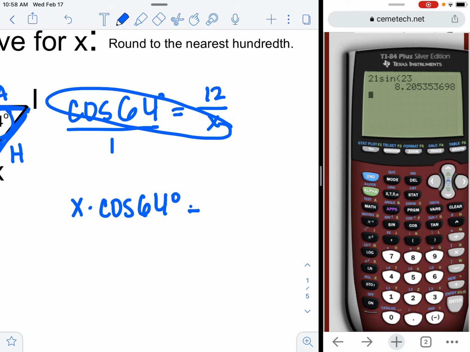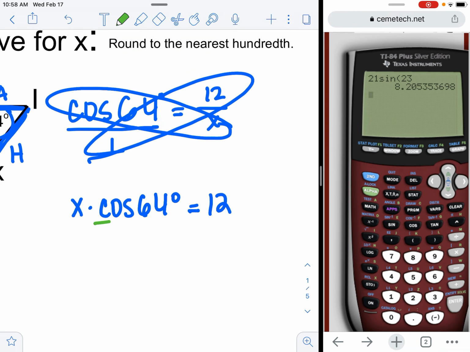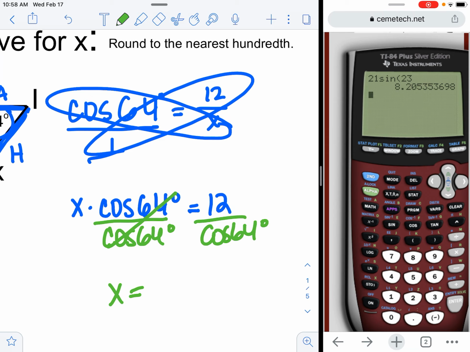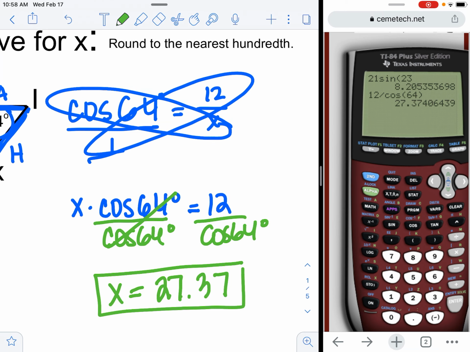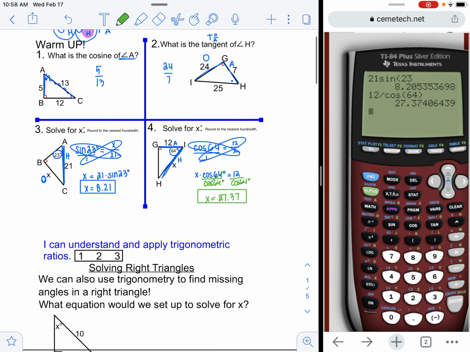I like to cross multiply with whatever has X in it first. So that's X times the cosine of 64 is equal to 1 times 12, which is 12. But X is not done being by itself yet, so I have to get it by itself by dividing both sides by cosine of 64. Those cancel, and I have x equals, type it in your calculator, 12 divided by cosine 64, close the parentheses, hit enter, and you have 27.37.